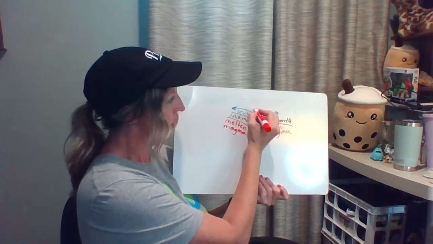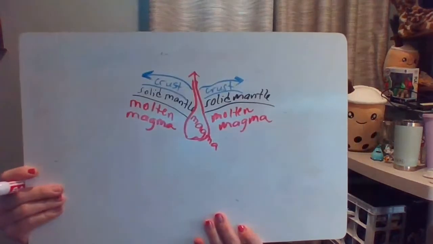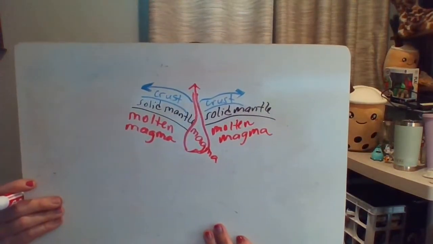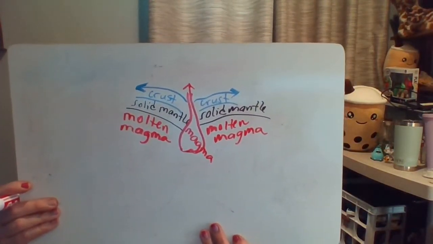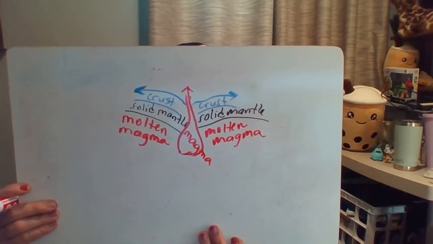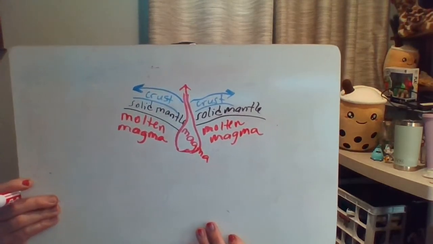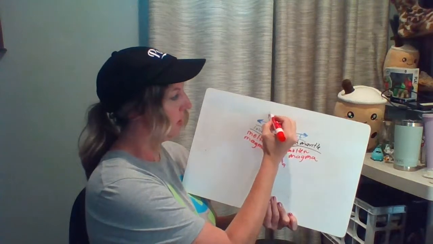And it's going to go up into the pockets in the crust. And this is how new crust is formed. So let's go ahead and add that on the top. New crust.